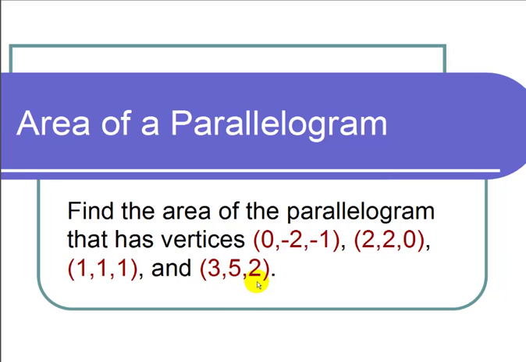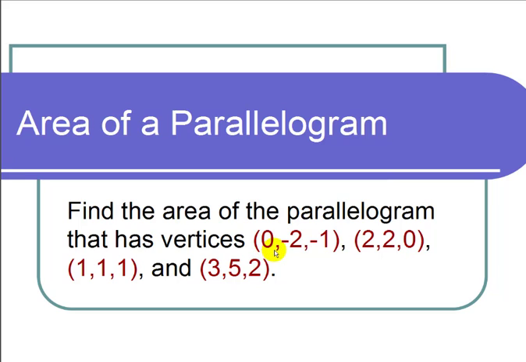So our strategy will be to use the formula that says that the area of a parallelogram is equal to the magnitude of the cross product of two adjacent sides made as vectors of the parallelogram. So I'm going to find the two adjacent sides.